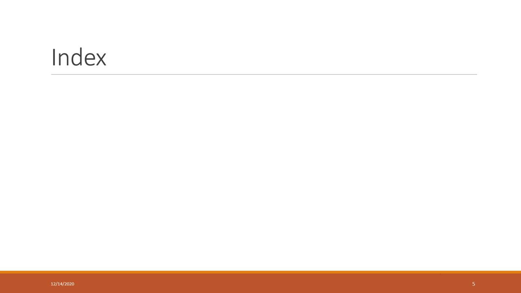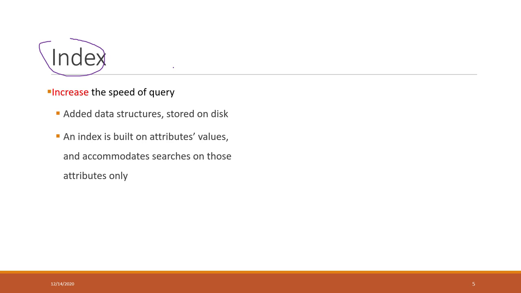More about the other components in a relational database. Again, we will just touch the surface of the relational database. One thing we just mentioned is called an index. The purpose of an index is to speed up queries. It is an added data structure that is saved on the disk.